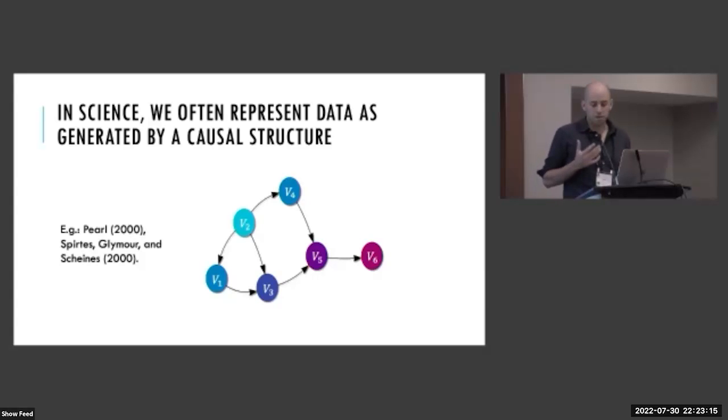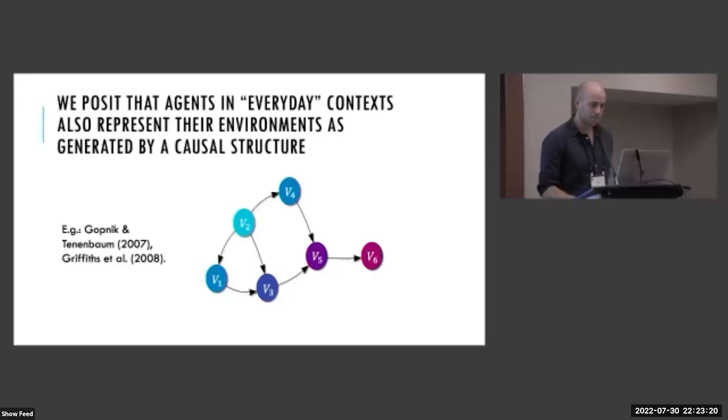And that's been really fruitful in a lot of areas of science and also in philosophy of science for thinking about causation. And we posit, in keeping with some work by people like Alison Gopnik and Tom Griffiths and Tenenbaum, et cetera, that agents in everyday contexts, so just ordinary people going about their lives, navigating the world, also represent their environments as generated by a causal structure. And a good way of modeling this process is, again, as a kind of mental Bayesian network representation of the environment that one finds themselves in.